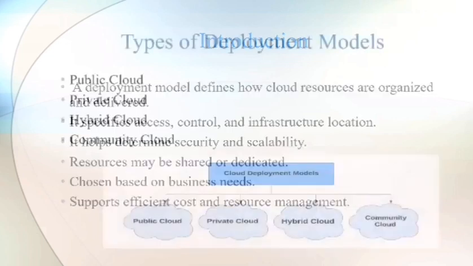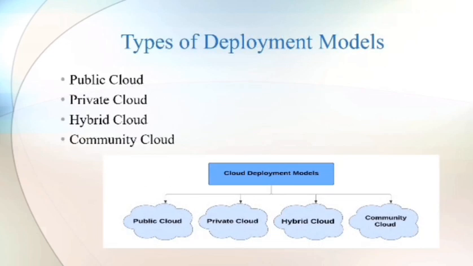Next comes the types of deployment models. There are mainly four types of deployment models: public cloud, private cloud, hybrid cloud, community cloud. I will explain each one with simple examples.